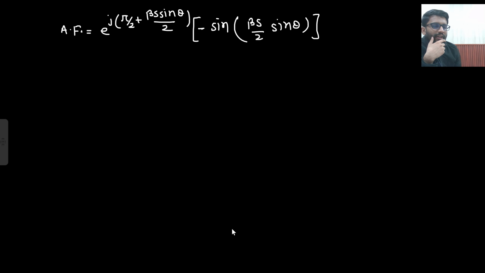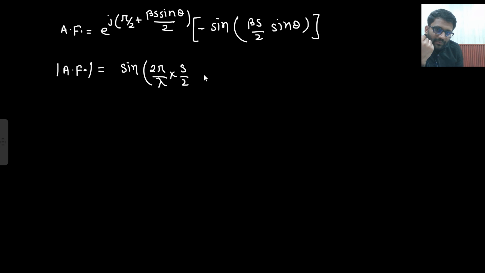But what do I actually need to calculate? I need to calculate the magnitude of the array factor. What will be the magnitude of the array factor? That would be sin of beta s. What is beta s? 2 pi by lambda into s by 2 sin theta. So what we are getting? Sin of pi s by lambda into sin theta.